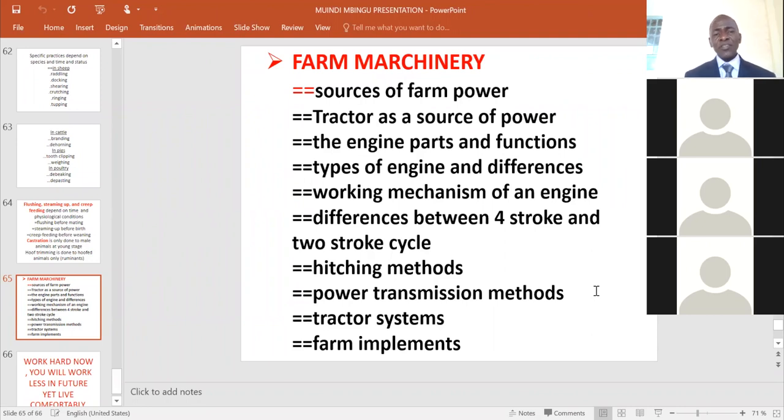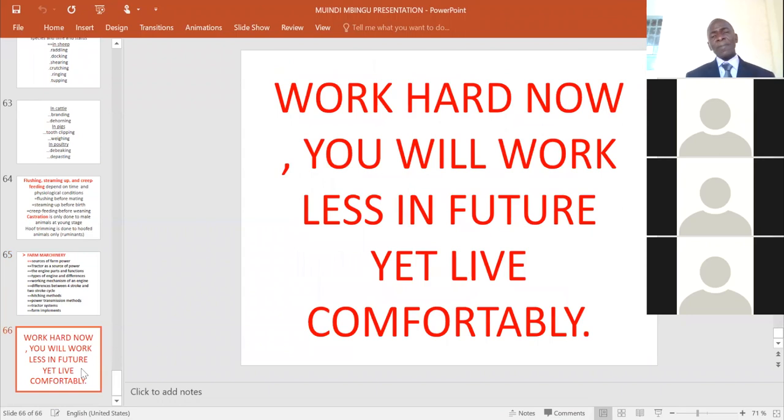The transmission method, the power transmission method, the tractor systems, which include the cooling system, the electrical system, the fuel system, among others. And finally, all the implements that are used in crop farming. We need to know them by name, their uses, the names of their parts, and also maintenance measures.